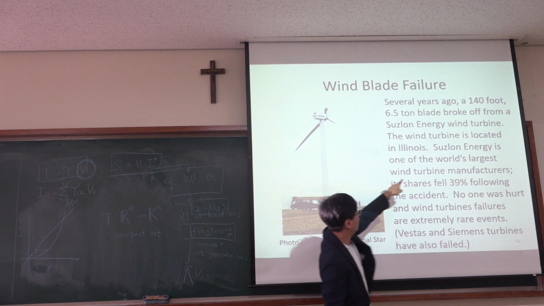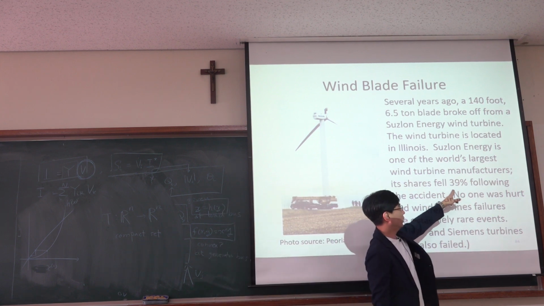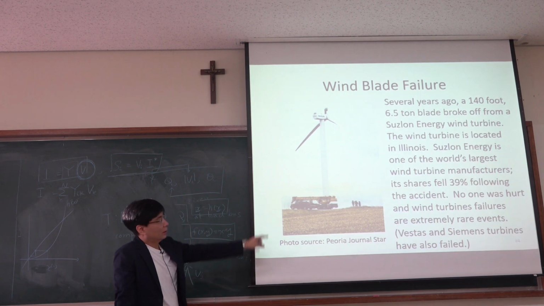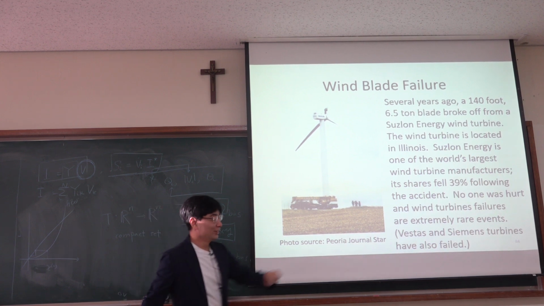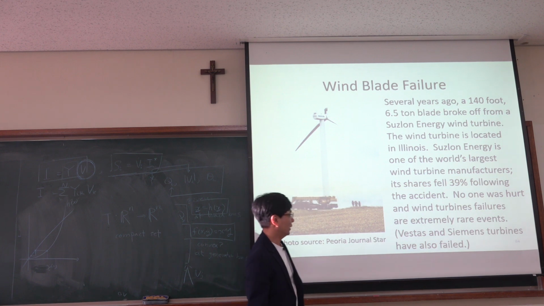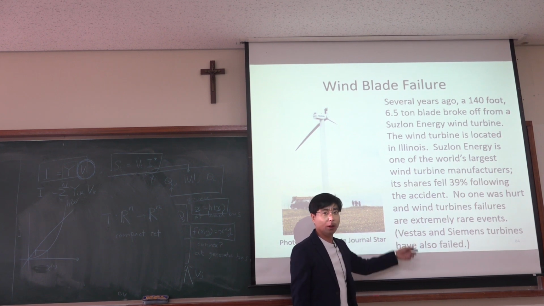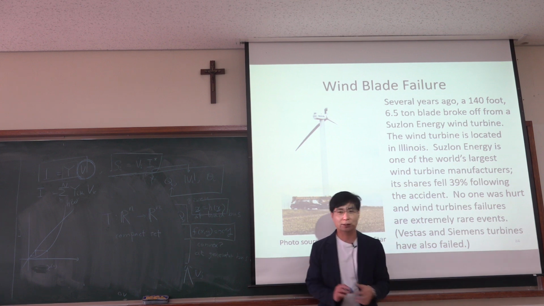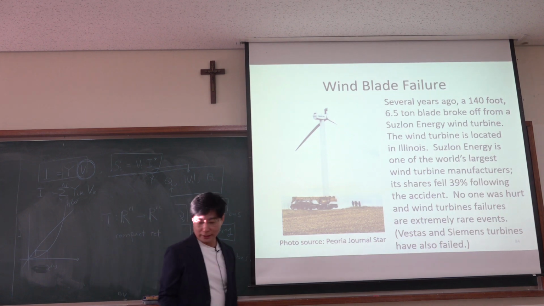The company, Solgen Energy, lost 39% of its market share, almost 40%, after this accident. I checked the stock price of this company; if you are curious, check it on your own. There is also some kind of disclaimer here: Vestas, another big, maybe number one, wind turbine company, and Siemens turbines have also failed. I don't know, so I just borrowed this slide.